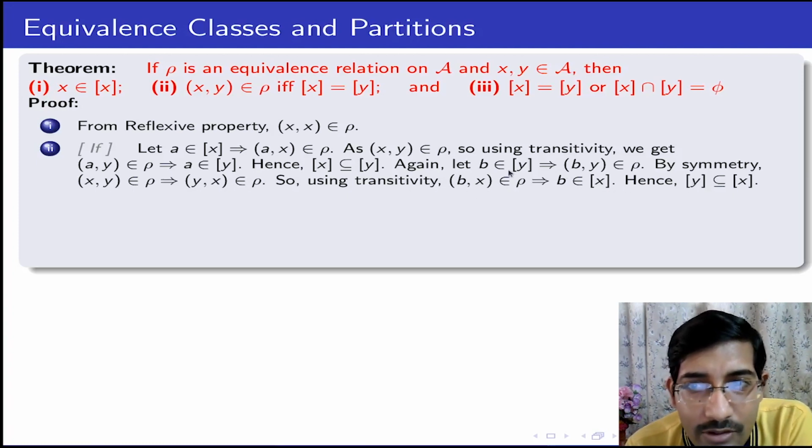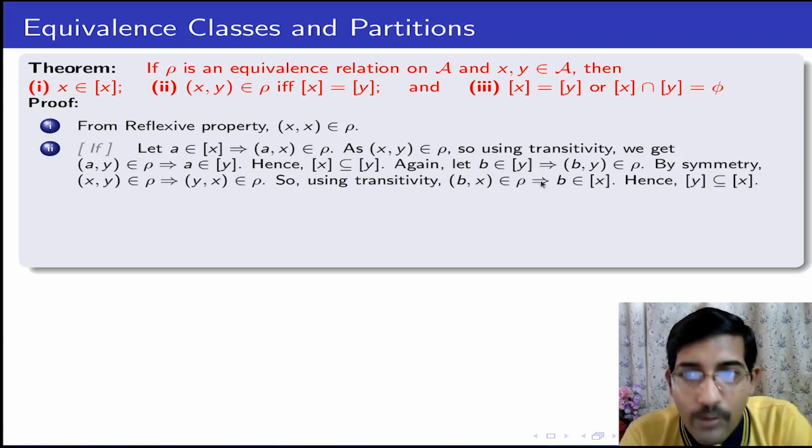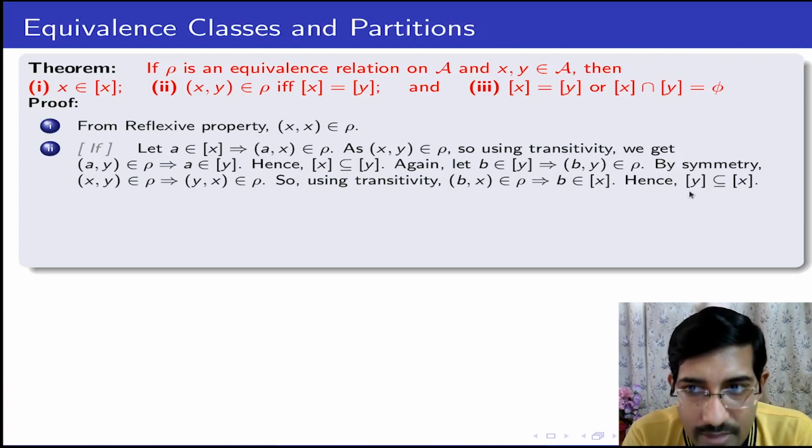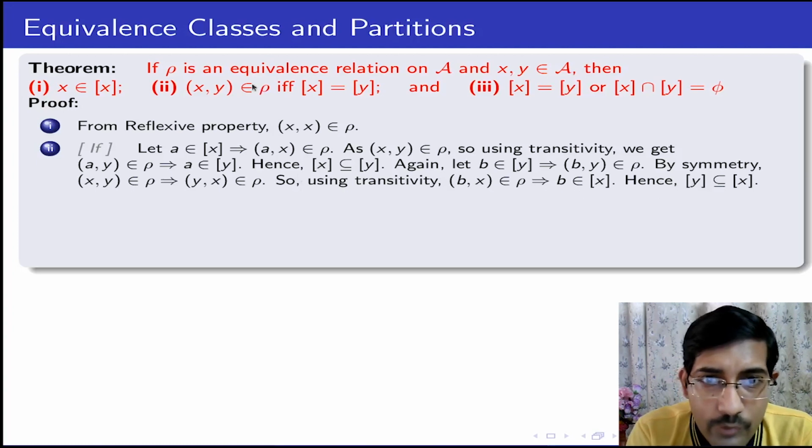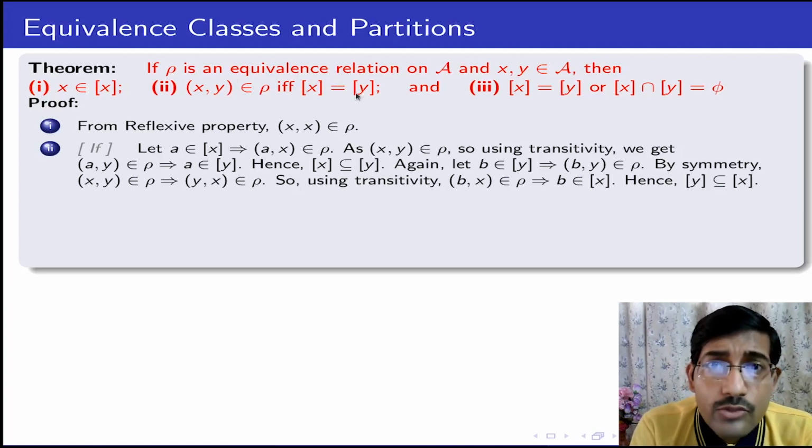Therefore, I have started with b in class y and reached b in class x as well. So class y is a subset of class x. So I have proven that if (x, y) belongs to rho, where x and y are two elements from set A, then these two classes are equal.